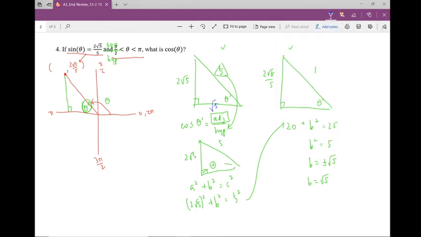Now that we know this value is square root of 5, we go back to the original cosine of theta prime. The adjacent side to that theta prime is now square root of 5, and my hypotenuse is 5. So my x-coordinate is this. Just keep in mind that we are on the negative x-axis, so this value here is negative. So my answer is negative square root of 5 over 5.